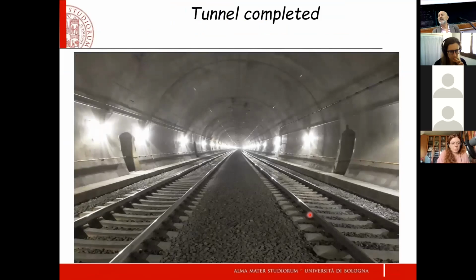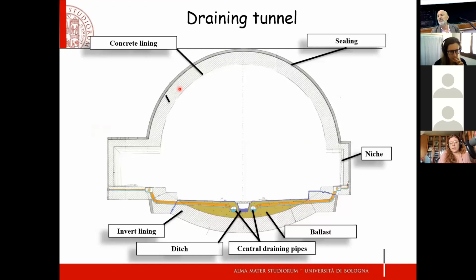Yes, this is an image of the completed tunnel. Nowadays, we have two tracks along the tunnel. The tunnel is completely lined by concrete, obviously, but there is a system of drainage of the water because the tunnels are not designed to sustain a very high groundwater head above them. And so they have to drain the water and collect the water at the base.